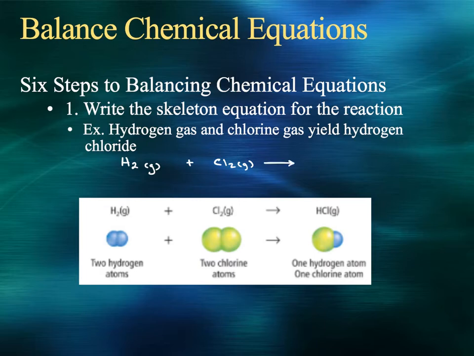Yield hydrogen chloride. We haven't seen this before. It's sometimes called hydrogen monochloride. Hydrogen chloride is a gas, very toxic, HCl. It also forms hydrochloric acid. So that's what our skeleton reaction looks like. We got H2 gas plus Cl2 gas gives you HCl gas. So that's what our skeleton reaction looks like.